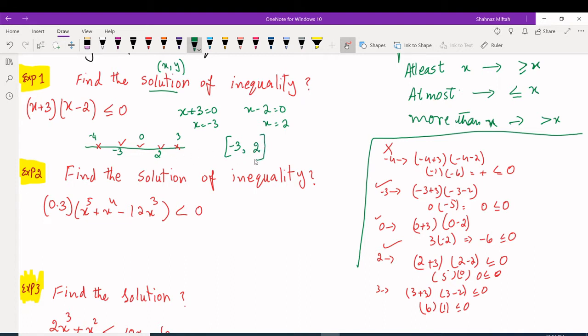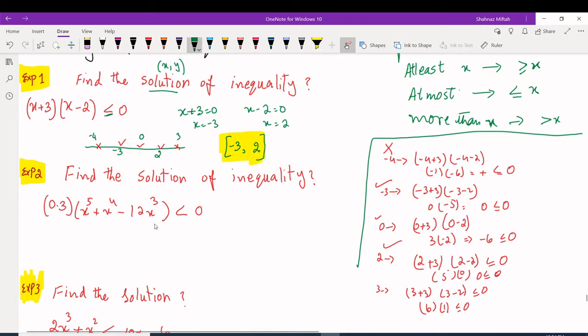Why do I have brackets there? Because -3 and 2 both work for them. And another thing, you can see this is less than or equal to. So for less than or equal to, we have a closed circle, which means the brackets. So that's my answer for this question.